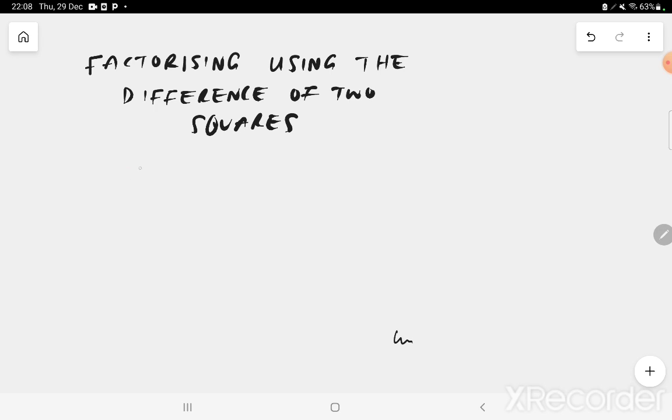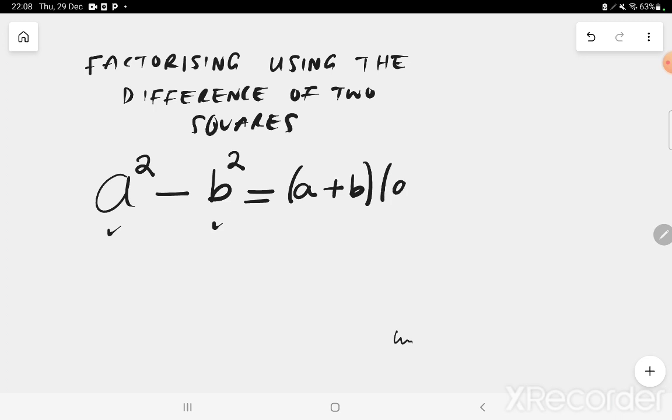So suppose you have a raised to the power 2 subtract b raised to the power 2. A is squared and b is squared. And here, this minus indicates the difference. So this is called the difference of two squares. Given this expression, it can be factorized as a plus b, a minus b.